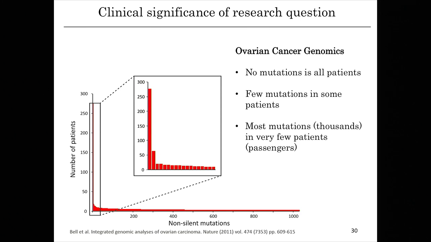Biologists have great difficulty explaining the significance of this large number of mutations, which clearly occur in diseased tissue, and explaining their biological significance. So usually, these mutations are grouped into driver mutations, which are thought to be drivers of the progression of the disease, and passengers, which are just coincidentally occurring because usually tumors are genomically unstable.